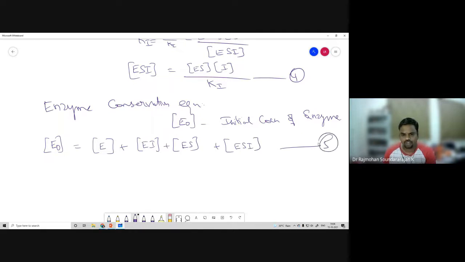Equation number 5. Now you have to substitute 3 and 4 here. Substitute equation number 3 here, equation number 4 here. So substituting 3 and 4, what do you get? Please write.